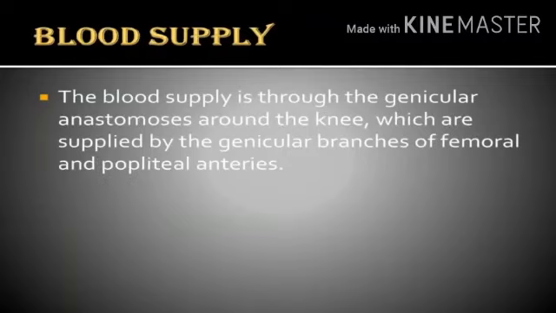So what is an anastomosis? It is a connection or opening between two things, like vessels. Here it is the anastomosis around the knee, which is supplied by the genicular branches of the femoral and popliteal arteries. So wherever you see the word genicular, understand that this is something related to the knee, because genicular means knee.